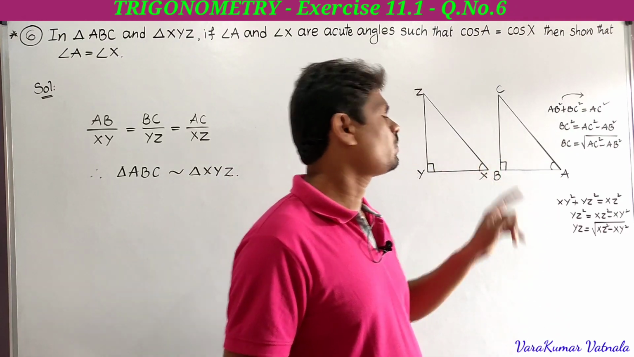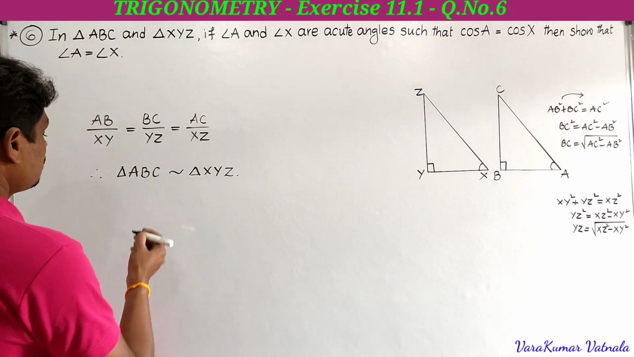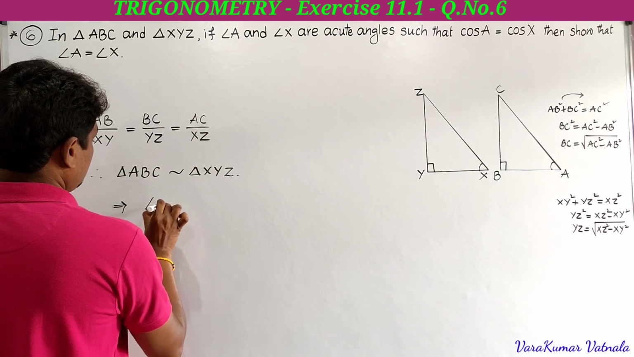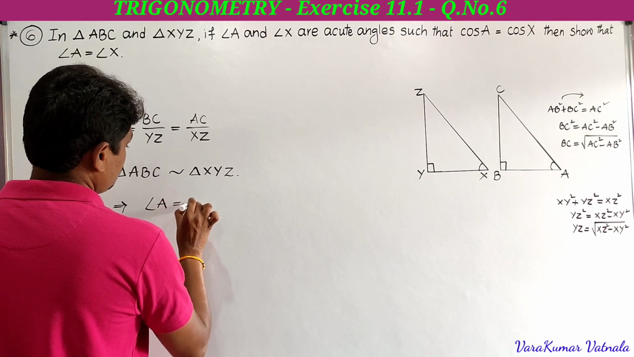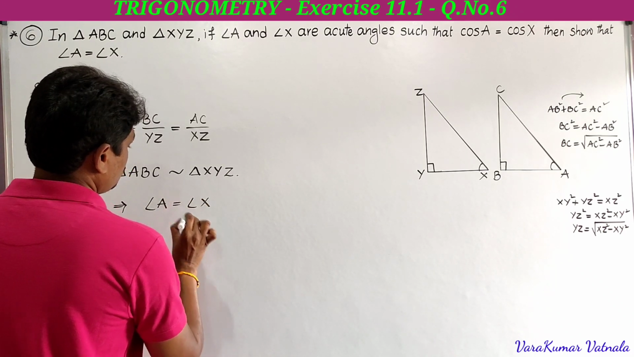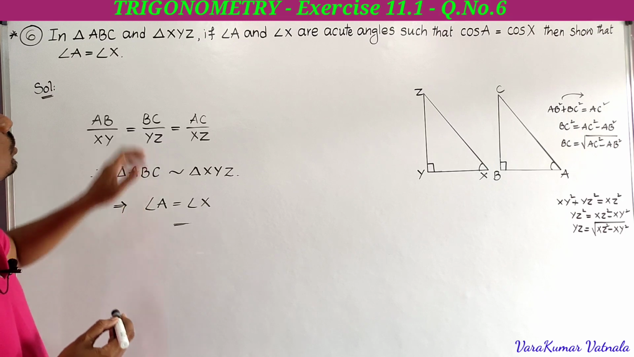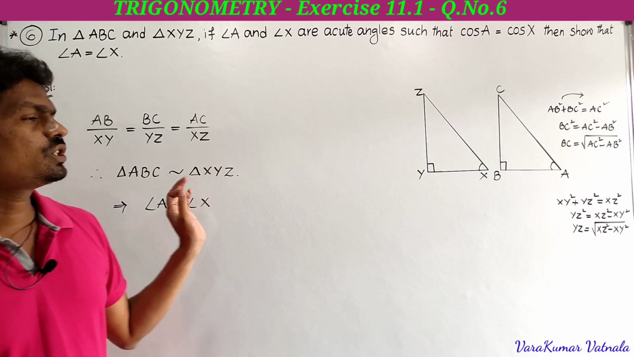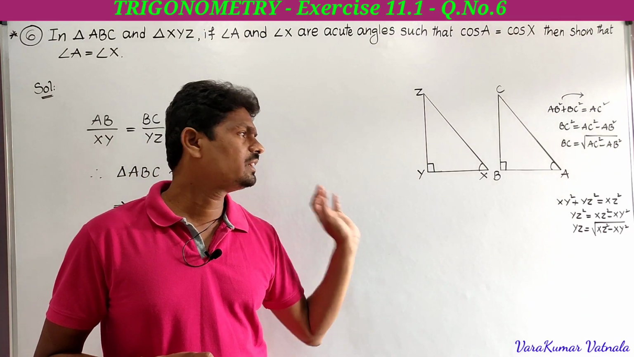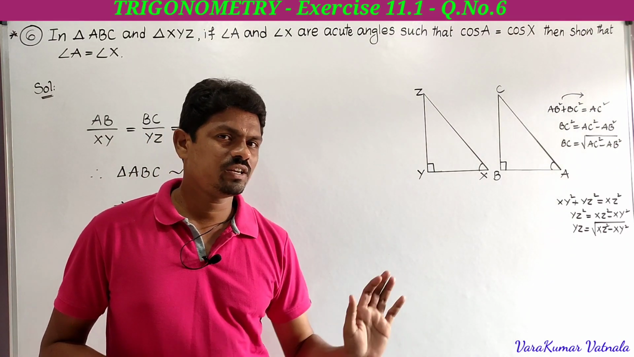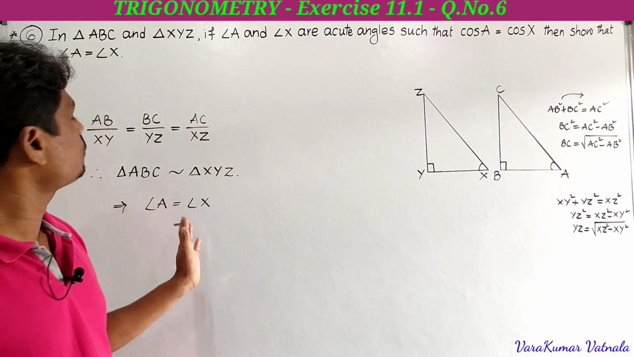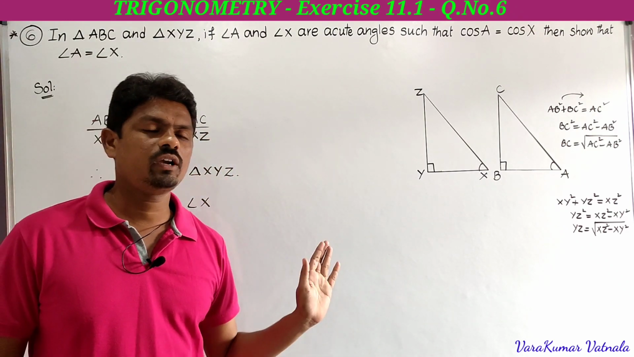Therefore angle A is equal to angle X. Since A and X are the corresponding angles, that implies angle A is equal to angle X. So this we have to prove. Show that angle A equal to angle X. So like this we have to prove. It looks like a lengthy problem, but if you understand clearly, it is very easy. So this is the sixth problem in exercise 11.1.